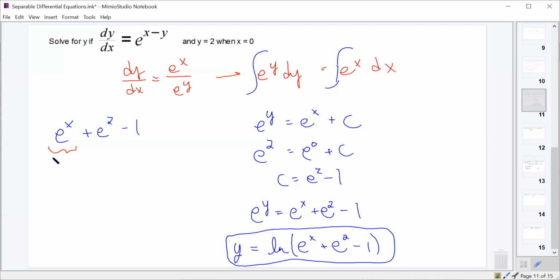E to the x is always greater than what number? 0. Yep, no matter what x I plug in. And what can you tell me about e squared minus 1? Also greater than 0. I mean, e is just a constant, 2 point whatever. If I square 2 point whatever and subtract 1, it's always positive. So this is always positive. There are no discontinuities. The interval of validity would be negative infinity to infinity, and that's our answer.